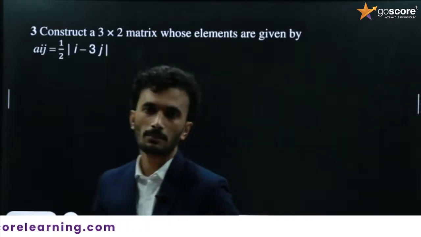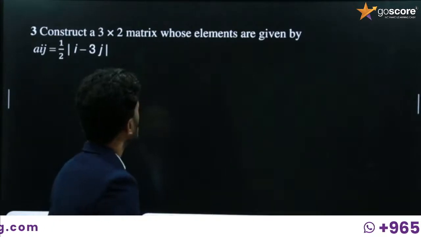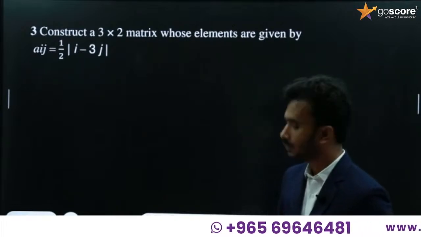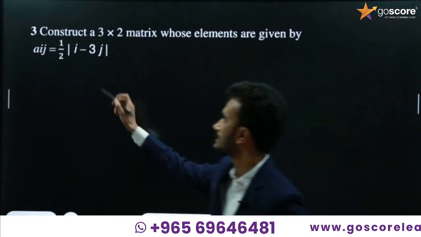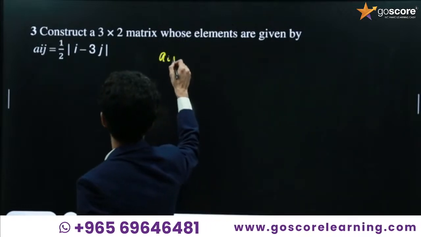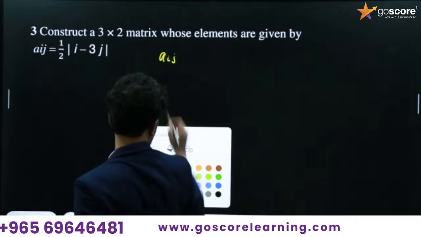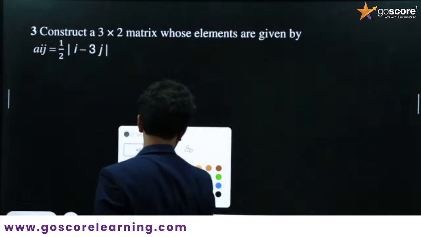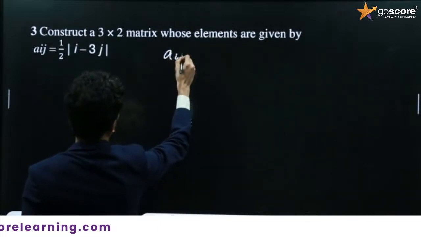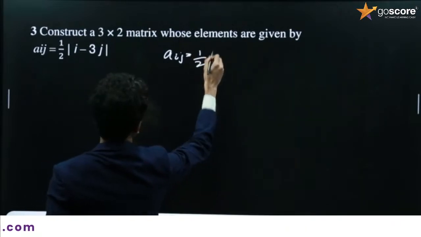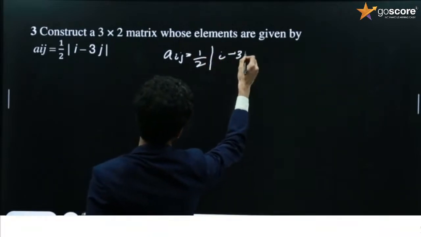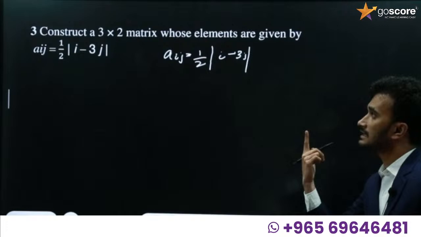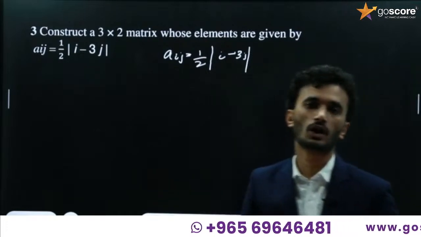Construct a 3 by 2 matrix whose elements are given by Aij is equal to 1 by 2 into modulus of I minus 3j. So the question is, construct a matrix of the order 3 by 2.